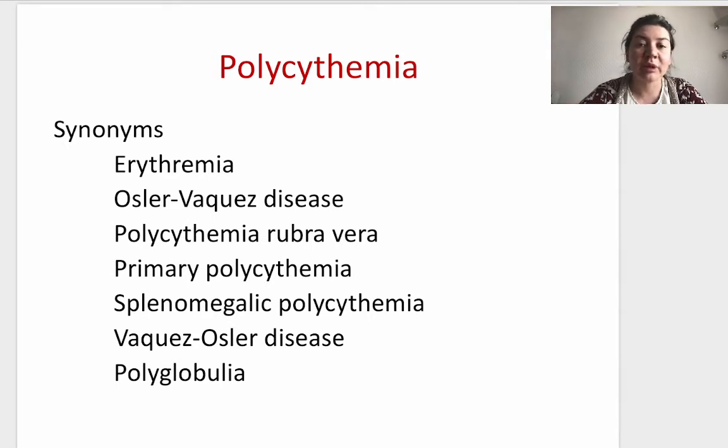Synonyms of polycythemia. In different literature, you can find this syndrome with names erythremia, Osler-Vaquez disease, polycythemia rubra vera, primary polycythemia, splenomegalic polycythemia, Vaquez-Osler disease, or polyglobulia.